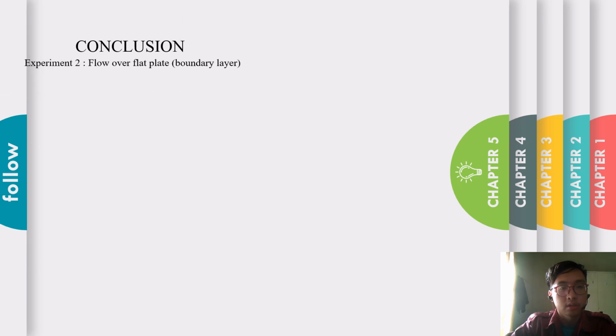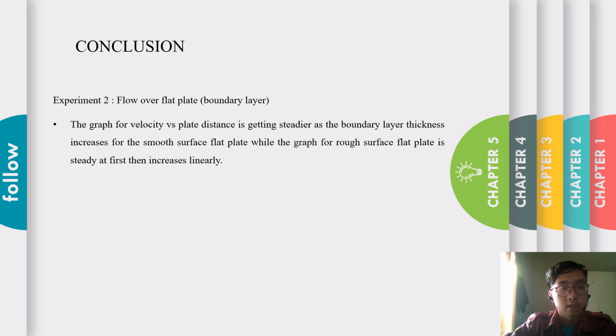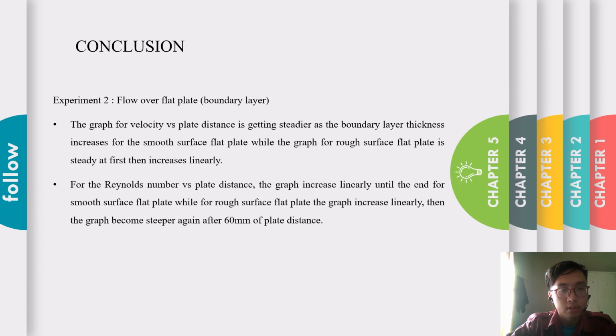Continuing on to the second experiment, which is the flow over flat plate. The graph for velocity versus plate distance gets steadier as the boundary layer thickness increases for the smooth surface flat plate, while the graph for the rough surface flat plate is steady at first, then increases linearly. For Reynolds number versus plate distance, the graph increases linearly until the end for the smooth surface flat plate, while for the rough surface flat plate, the graph increases linearly at first, then increases much more steeply, again linearly, after 60 millimeter of flat plate distance.